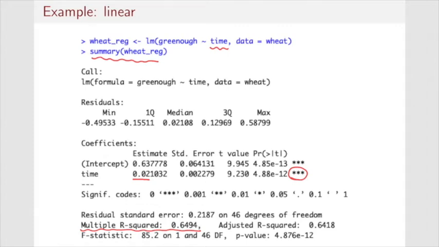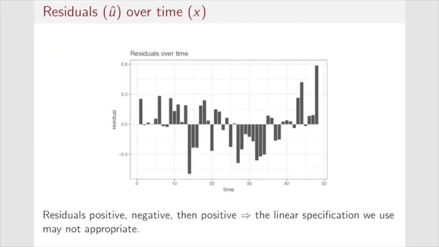The R square is 0.65, which is pretty good for the goodness of fit. But if we check the residual over time, which is the x variable here, we can see that residuals are first positive, then negative, then positive again. The ideal case for the residuals would be that they are randomly positive or negative.